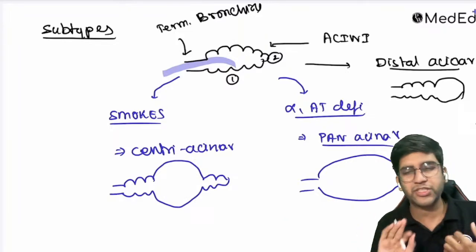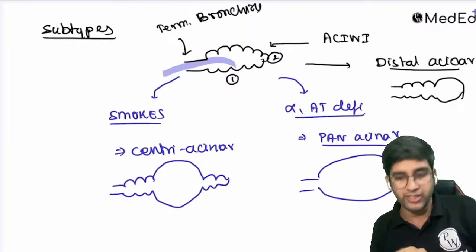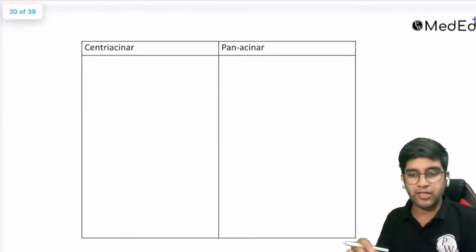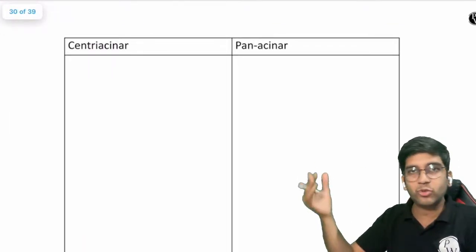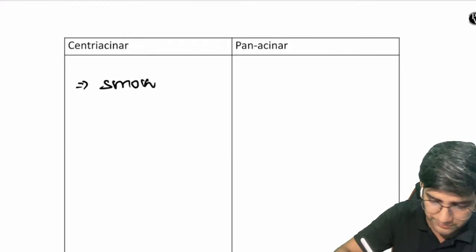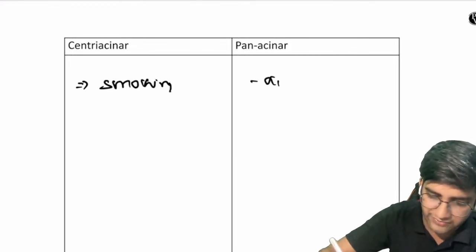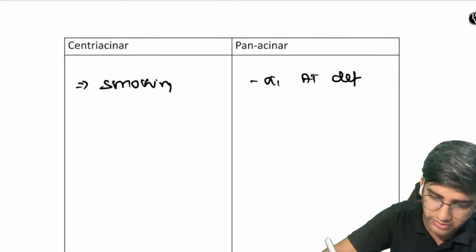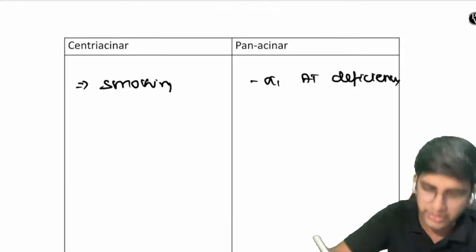So this is how we classify emphysema. It's an anatomical classification, very easy to remember. It's based on the acinus. If I know how centriacinar and panacinar are formed, we can easily know the differences. This is due to smoking, like we saw. This is due to alpha 1 antitrypsin deficiency.